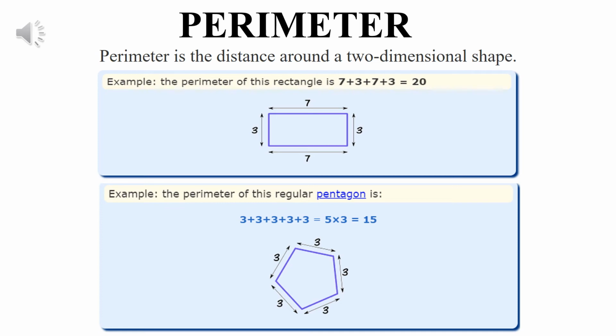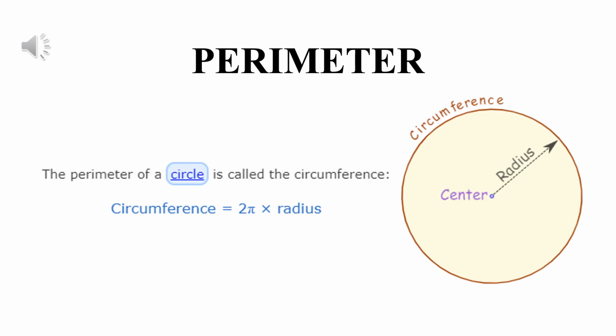Example, the perimeter of this rectangle is 7 plus 3 plus 7 plus 3, which equals 20. Another example is the perimeter of this regular pentagon: 3 plus 3 plus 3 plus 3 plus 3 equals 5 times 3, which equals 15. The perimeter of a circle is called the circumference. Circumference equals 2 pi times radius.